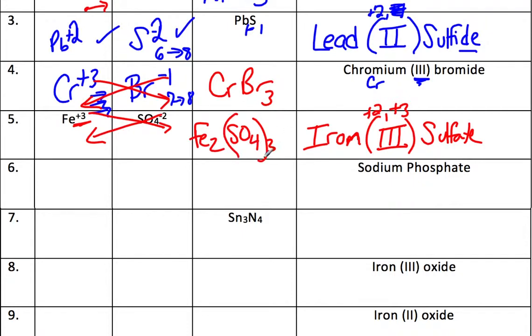So I want to isolate sulfate and make sure I have 3 sets of that. So I put a 3 in parentheses. So iron sulfate. All right, sodium. Normal old sodium on the periodic table, +1.